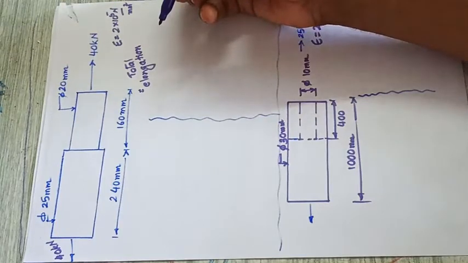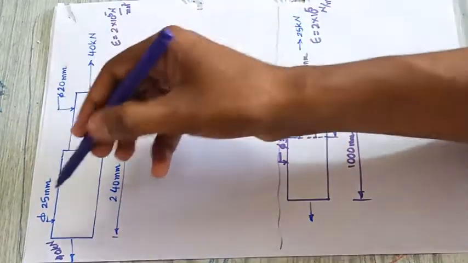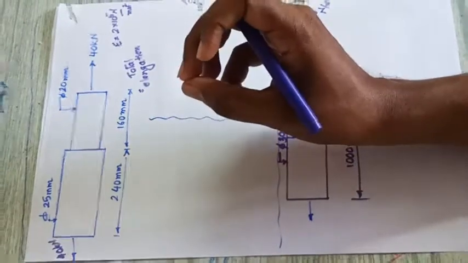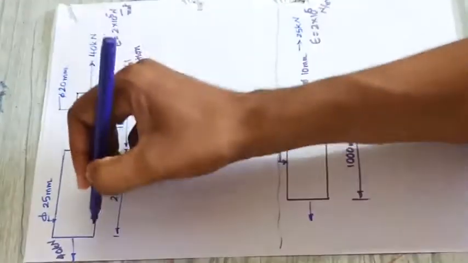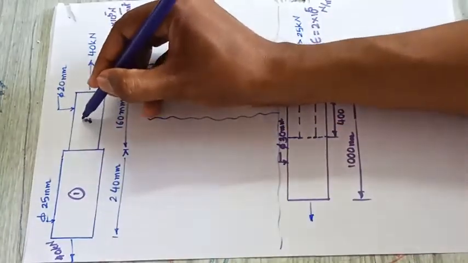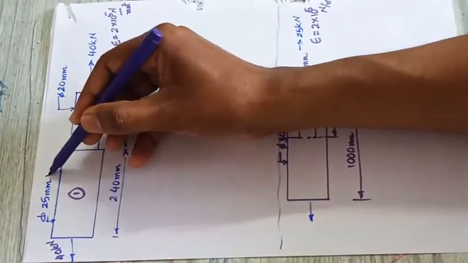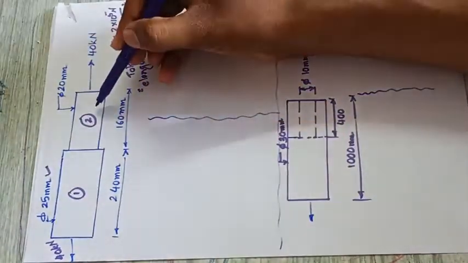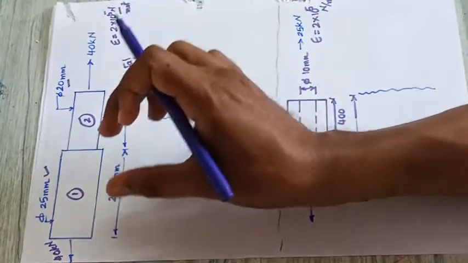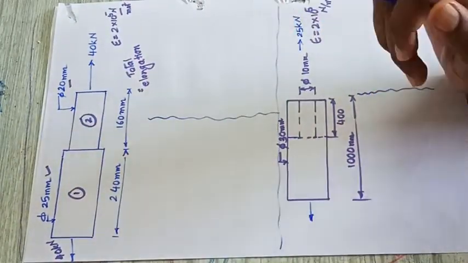So along with that we will find out what the stress values are. Okay, first thing, there are two portions. These two portions we are dividing depending upon the cross section. So this portion I will name as 1, and this portion I will name as 2. Portion 1 has a diameter of 25 mm. The second portion has a diameter of 20 mm. We are making the portions depending upon the cross sectional area or the diameter.